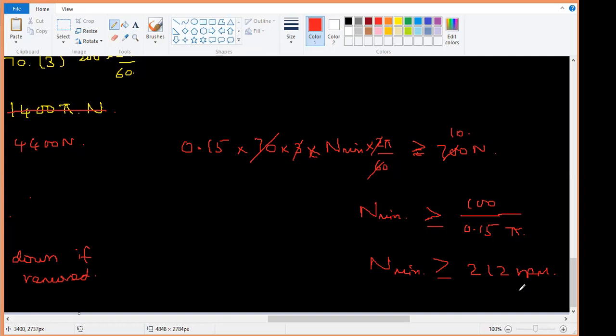Okay. So only if you're spinning above this speed will you be able to safely remove the floor. Otherwise, he will fall down. So this is the minimum speed. So n minimum has to be greater than 212. Any questions, anybody? So what is the last word you've written after 212? RPM, revolutions per minute.